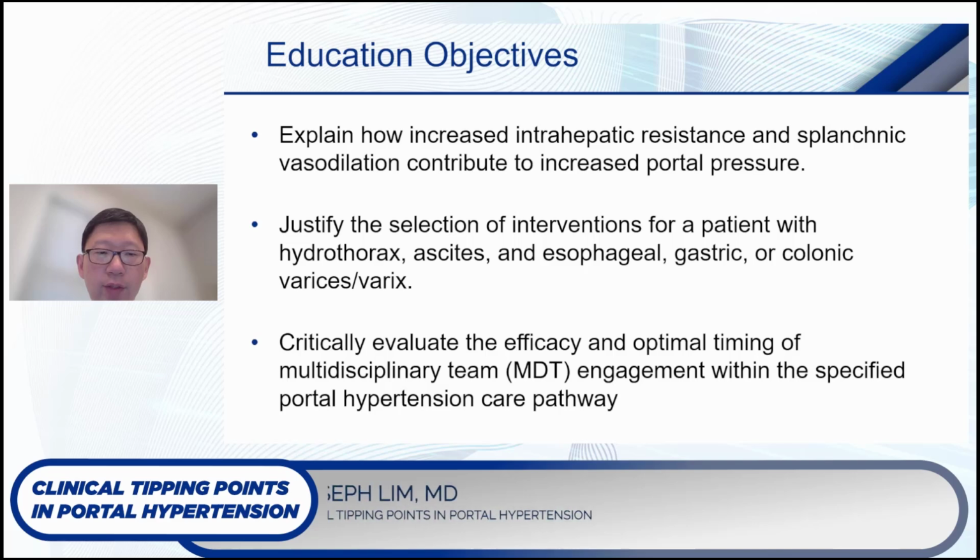These are our objectives. First is to explain how increased intrahepatic resistance and splanchnic vasodilation contribute to increased portal pressure. Second, to justify the selection of specific interventions for patients with complications of portal hypertension, such as hydrothorax, ascites, and varices. And number three, to critically evaluate the efficacy and optimal timing of a multidisciplinary approach to management within the portal hypertension care pathway.